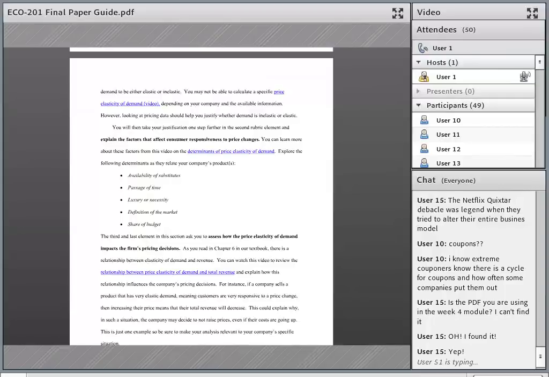So the other determinants of price elasticity of demand, besides definition of the market, are availability of substitutes, passage of time, luxury or necessity, and share of budget.